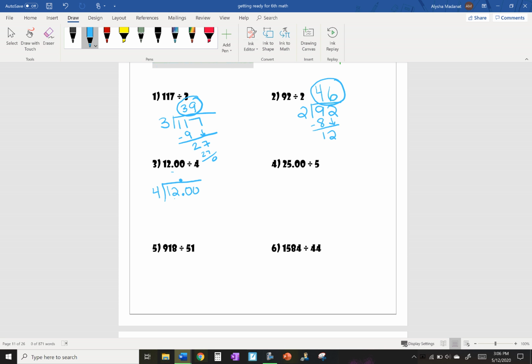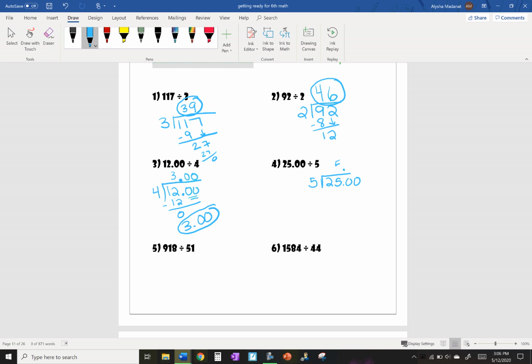4 times 3 ends up giving you 12. And it ends up giving you 0 because 12 minus 12 is 0. But you see, I still have 2 zeros at the end, so all I'm going to do is bring them up, and then my final answer would be 3.00. Again, this could be dealing with money, which we do a lot in 6th grade. You've got 25.00 divided by 5, so this could be $25 split into 5 groups. So make sure you bring up that decimal.